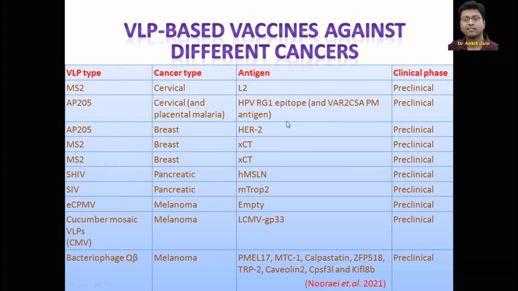So these are the different proteins. This is a list of virus-like particle-based vaccines against different cancers, and these are the main antigens in the virus-like particles. These are the cancer types. These are the main antigens, and these are actually in the preclinical phase. So these are the main virus-like particles used in the different cancer conditions.